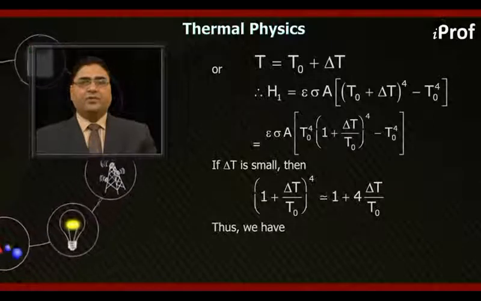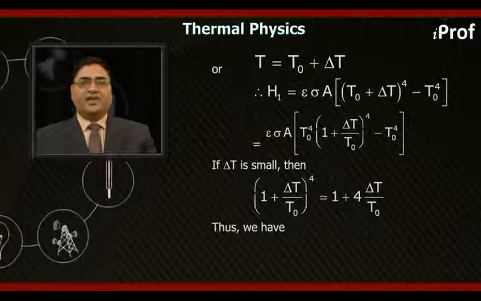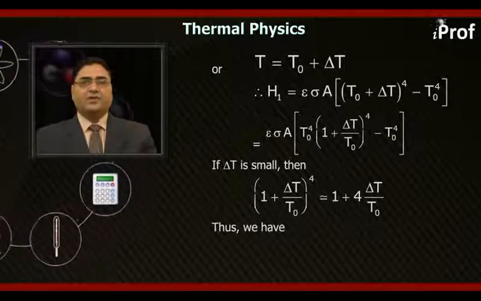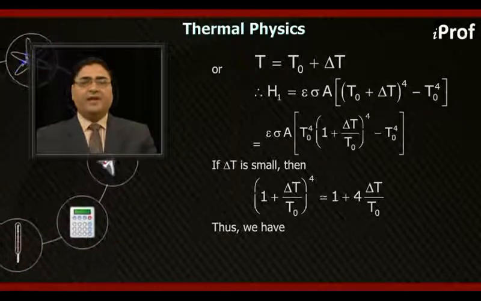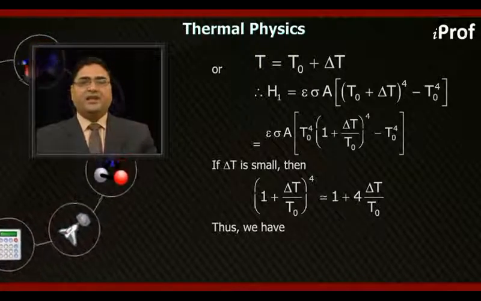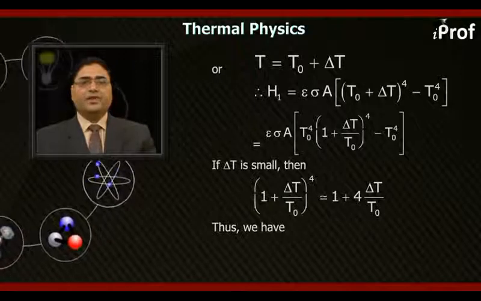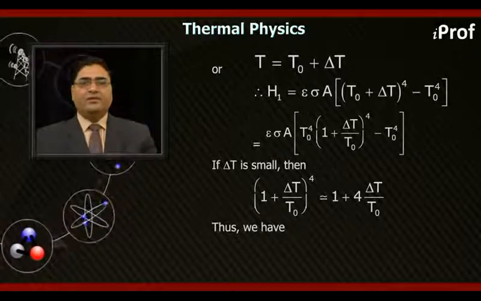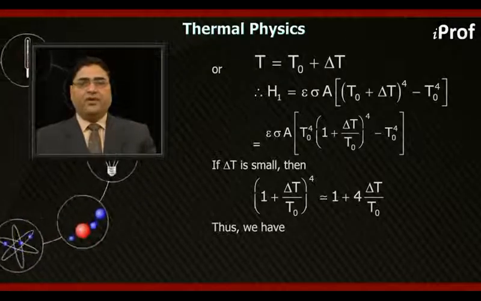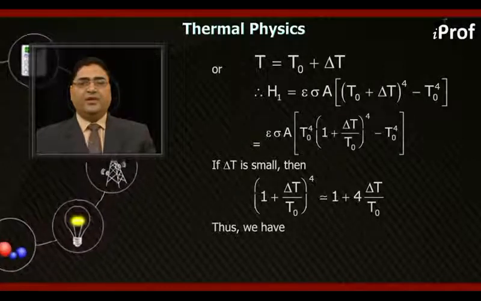So H1 equals epsilon sigma A [(T0 plus delta T)^4 minus T0^4], which equals epsilon sigma A T0^4 [(1 plus delta T upon T0)^4 minus 1]. If delta T is small, then (1 plus delta T upon T0)^4 is approximately equal to 1 plus 4 delta T upon T0.